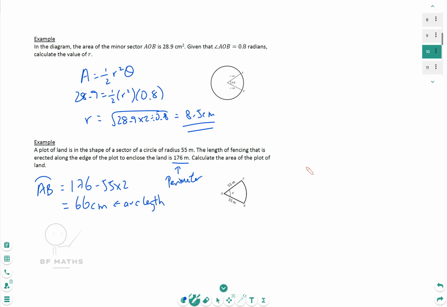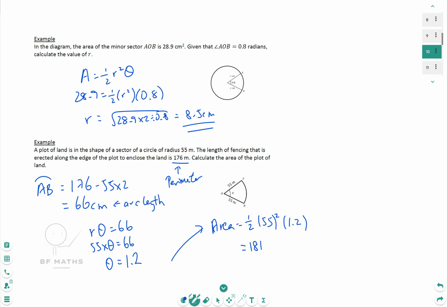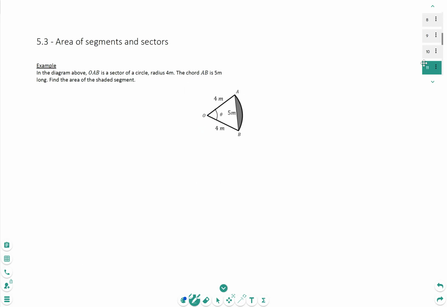And what do we know about arc length? The formula for arc length from last lesson is r theta. So r theta equals 66. We know the radius is 55, so 55 times theta equals 66. Theta equals 1.2. And therefore, the area equals half r squared, 55 squared times theta, 1.2, which gives you 1815 meters squared. Okay. Moving on. Next one.